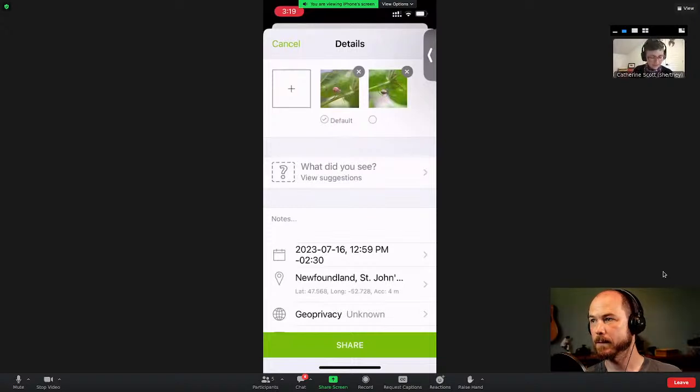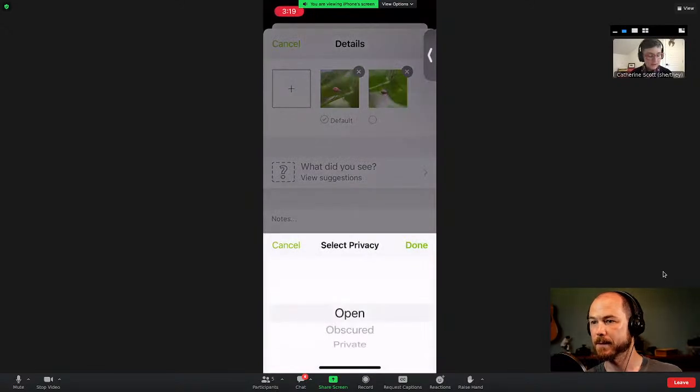And here is where I didn't talk before about geoprivacy. Yeah, I was going to say we should mention geoprivacy. So I took this photo in my backyard, and my iPhone can pinpoint within a few meters where my backyard is, which we might not want to have on the internet. Right now the default is open, and open will pinpoint it pretty much perfectly. We don't want to use private.